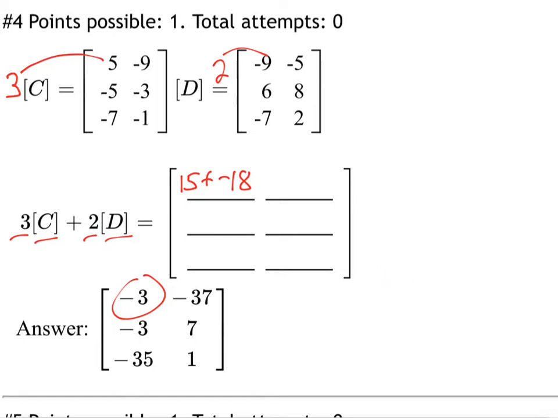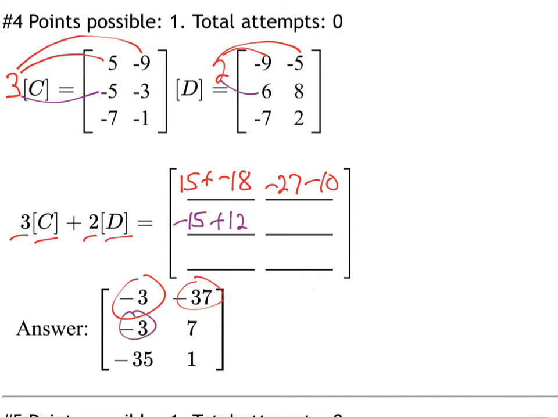Next, we're going to take 3. You can go any order you want, doesn't matter. 3 times minus 9, minus 27. 2 times minus 5, minus 10, that's minus 37. Next row, 3 times that's minus 15. 2 times 6 plus 12, that's minus 3. And 3 times minus 3 is minus 9. And plus 2 times 8, 2 times 8 is 16. 16 minus 9 is 7.